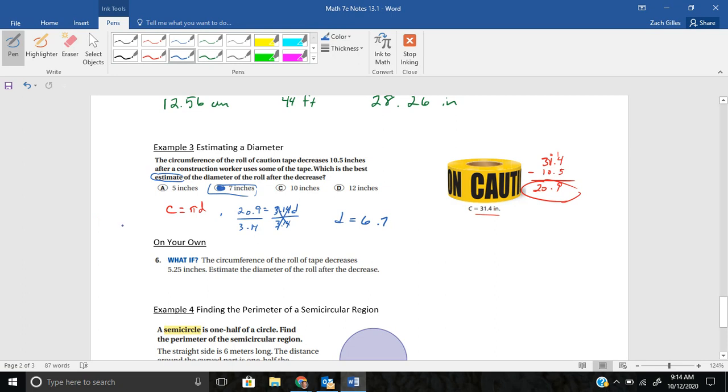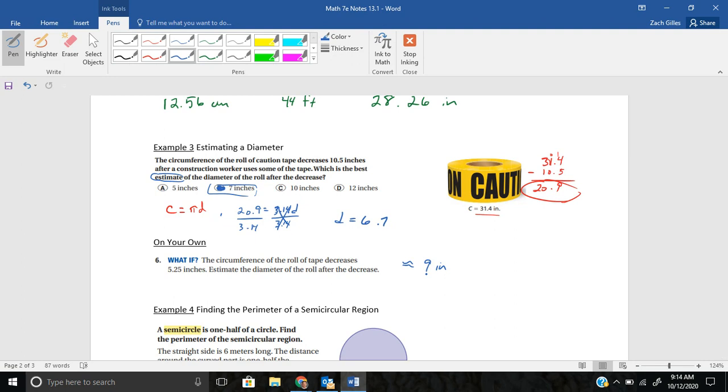Go ahead and try the one on your own here. Please pause the video now. It says the circumference decreases 5.25. So you'd take that starting and you'd subtract 5.25. And then you just go about solving it the same way we just did. So you should come up with about 9 inches there. So let me know if you have a question on that one.